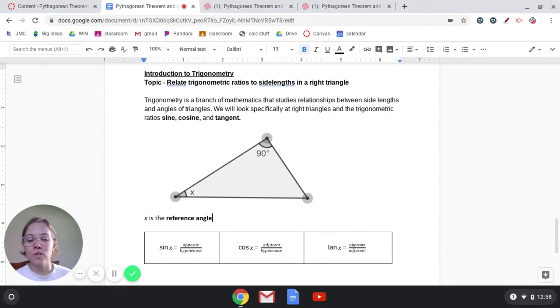Okay, so this is called trigonometry, which is the study of how the sides in a triangle relate to the angles in the triangle. And there are special patterns that show up in right triangles, which is what we will look at in this class. So just like the Pythagorean theorem, we're dealing with right triangles.